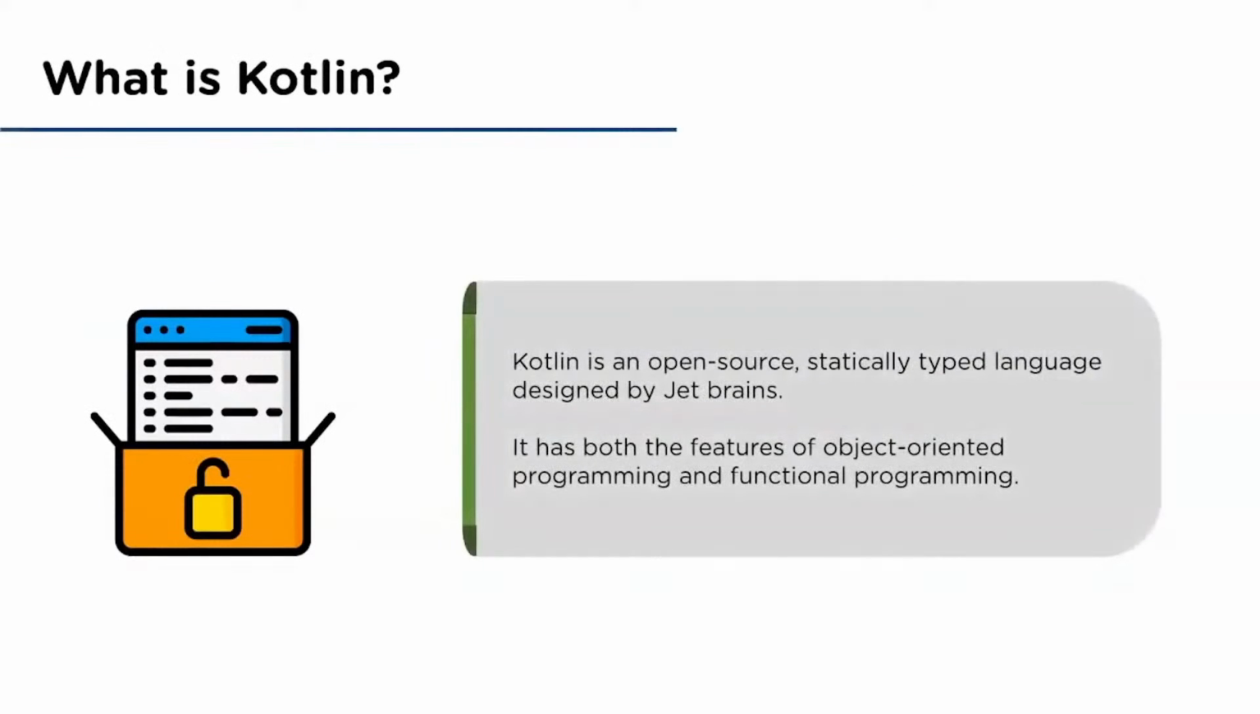Now, coming to what is Kotlin? Kotlin is an open source statically typed language designed by JetBrains. It has both the features of object-oriented programming and functional programming. Kotlin is interoperable with Java.